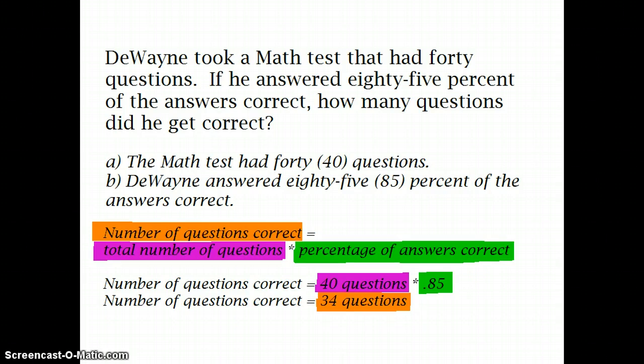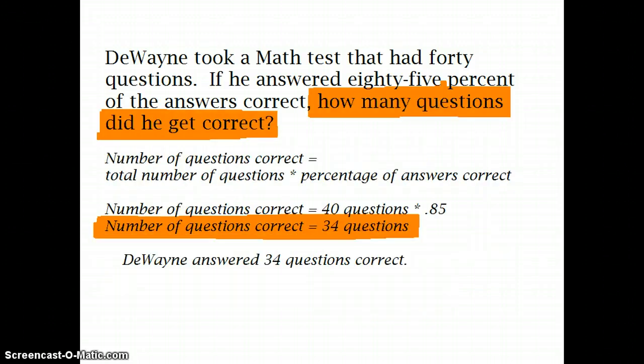Again, we're going to multiply the total number of questions times the percentage of answers correct. 40 questions times 0.85 is equal to 34 questions. So to answer our question, how many questions did Dwayne get correct? The answer is 34 questions.